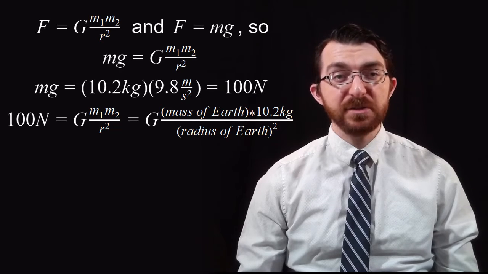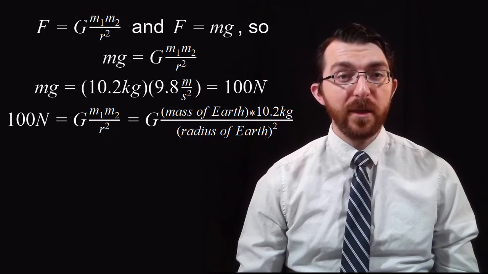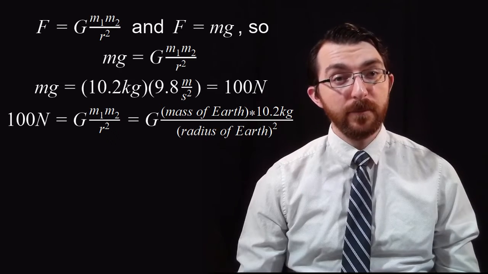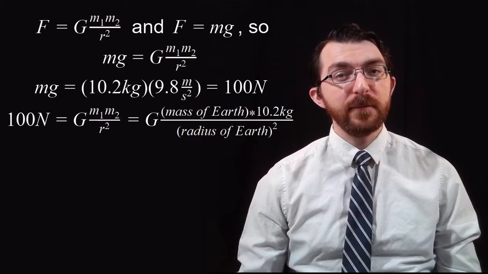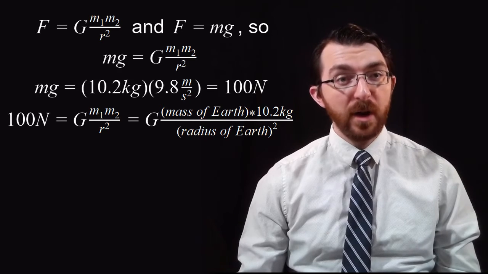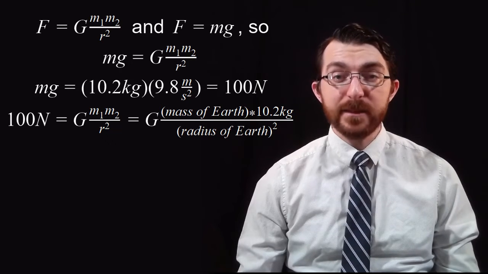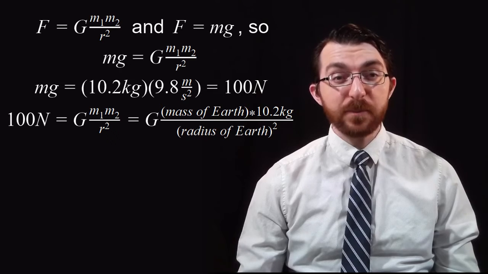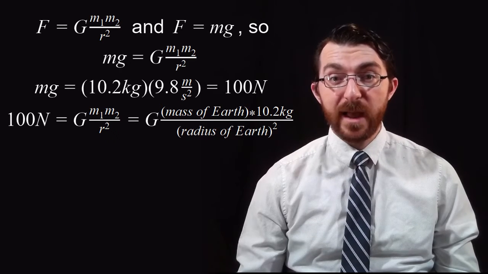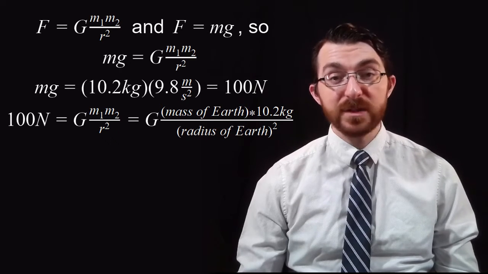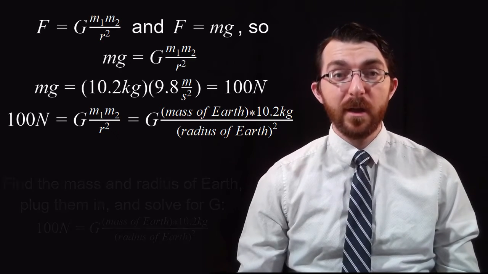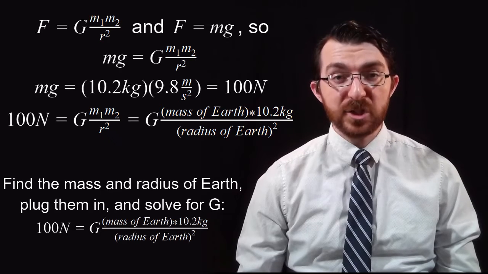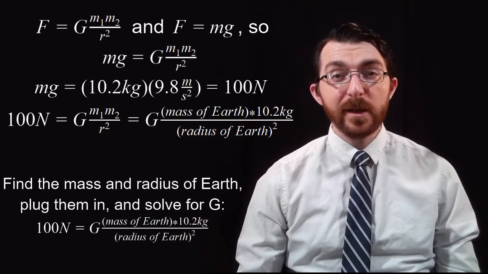Find the mass, just go online and look it up, of the Earth in kilograms for m1. Use 10.2 kilograms for m2, and find the radius online of the Earth for r. Make sure it's in meters. If this expression is 100 newtons, after all, that's the weight or the force of gravity of a 10.2 kilogram object on the surface of the Earth, find big G. Just plug all those numbers in, solve for big G so you get that number.